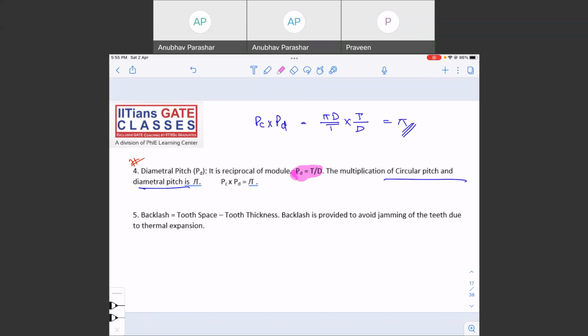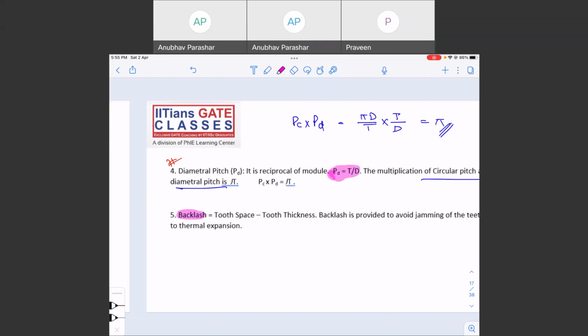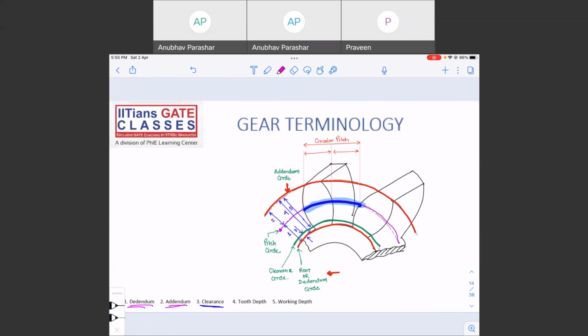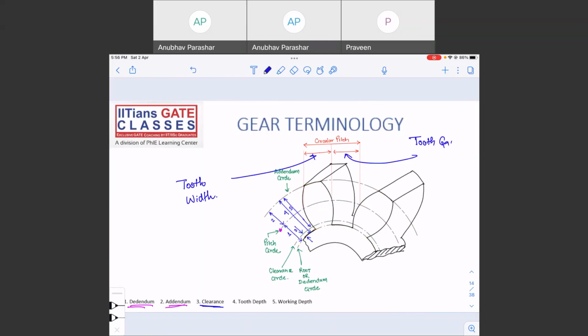And there is a term which is known as backlash. What is backlash? Let us see this diagram again. What does this diagram say? So this is basically the tooth width, and this can be said as tooth space or tooth gap.